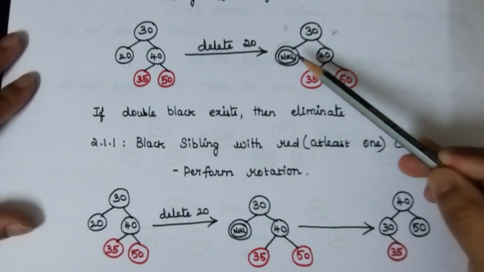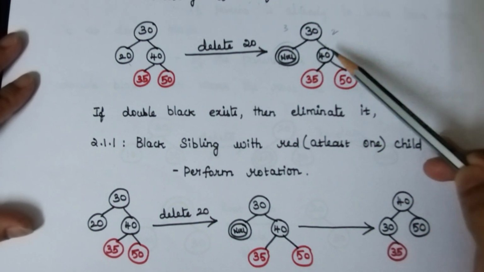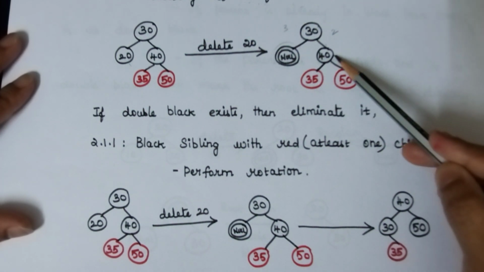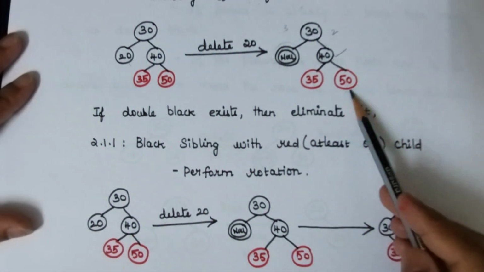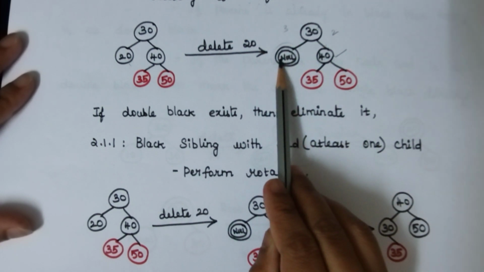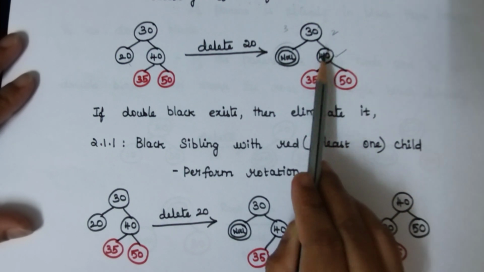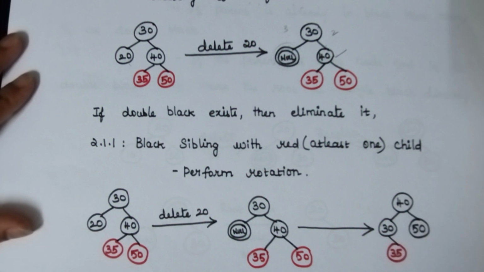Now take this node, that is the null node, and check the sibling of this node. What is the color of the sibling? If the color of the sibling is black, again check the child of that sibling, whether this black sibling contains any child that is red in color. At least one child is red in color. In that case we need to perform rotation. After performing rotation, this double black node will get eliminated. Understood? So after getting double black, you need to check the sibling of that node. What is the color of the sibling? Black. If it is black, then check the child of that black node. If any one child is red in color, then perform rotation.